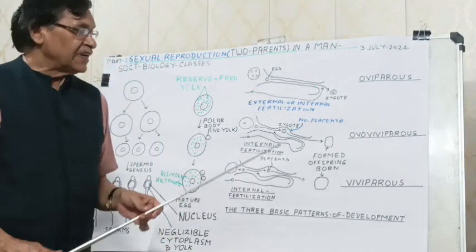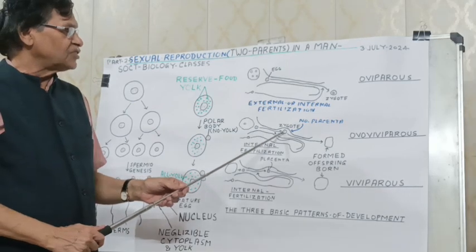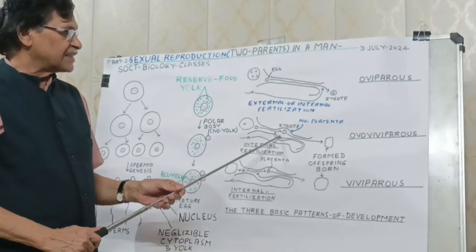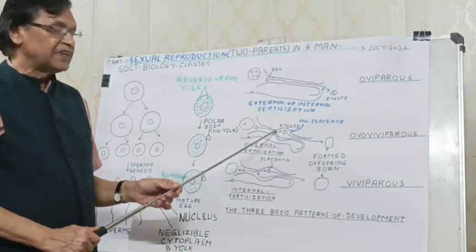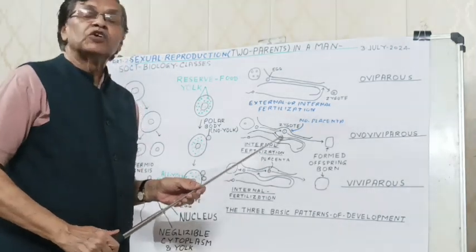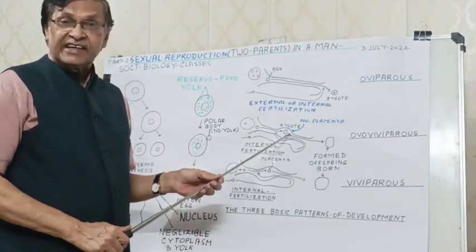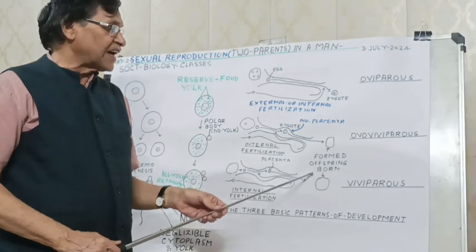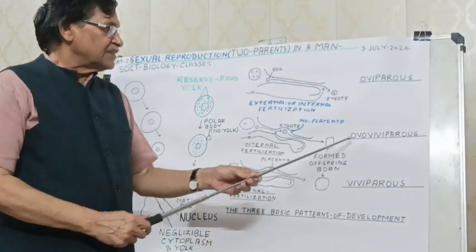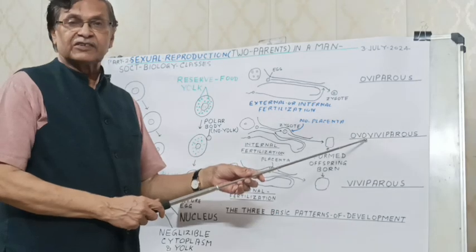There is a condition in which there is internal fertilization. The ovum is released into the middle part of the oviduct. The sperm travels into the middle part of the oviduct, fertilizes it and forms a zygote. Development takes place by the reserve food material, yolk, present in the egg, but there is no placenta. Here also, after some time, a new young one is born. This is found in certain fishes and reptiles and is called ovoviviparous.